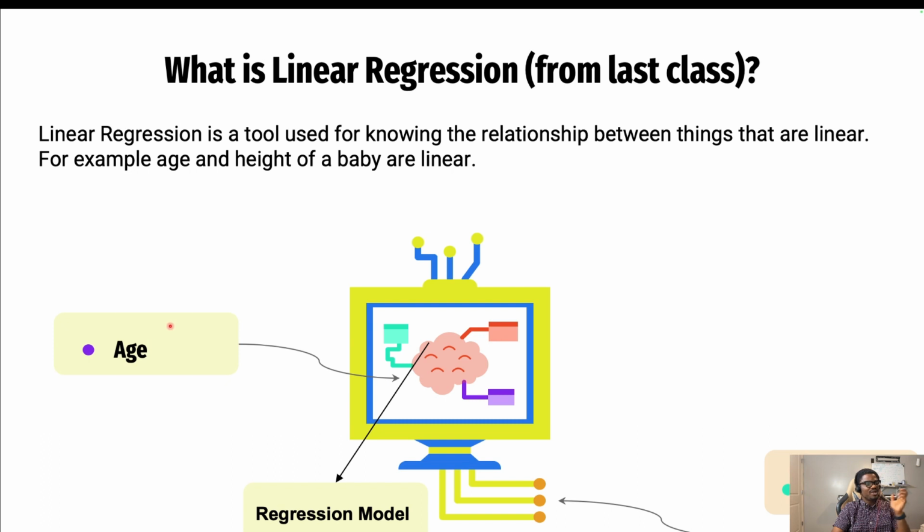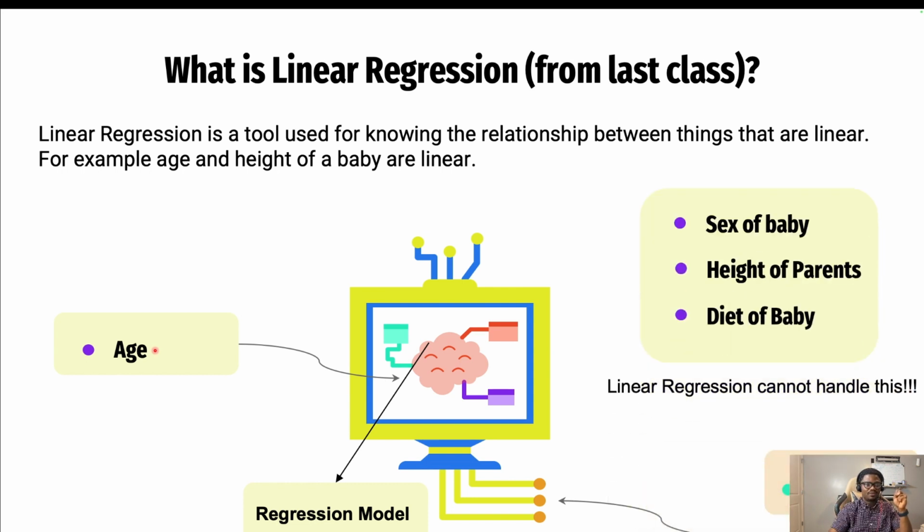Because we are saying that as the age of a baby increases, then the height will also increase. But have you seen some people that are 12 years old and they are 6 feet tall, and someone is 25 and they are 5 feet tall? So that means it is not only age that determines the height of a person. There are other factors, right, that determine the height of a person.